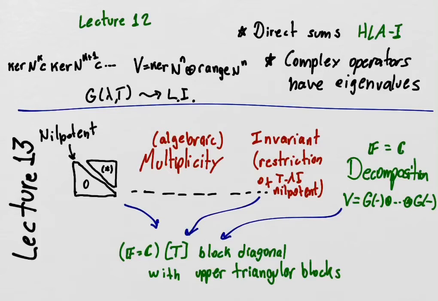I would say the main points of the lecture are this notion of algebraic multiplicity, the fact that by this decomposition, the sum of algebraic multiplicities equals the dimension of the space, the fact that these generalized eigenspaces are invariant and the restriction is nilpotent, and what you get as a product of all of these: a block diagonal matrix with upper triangular blocks.